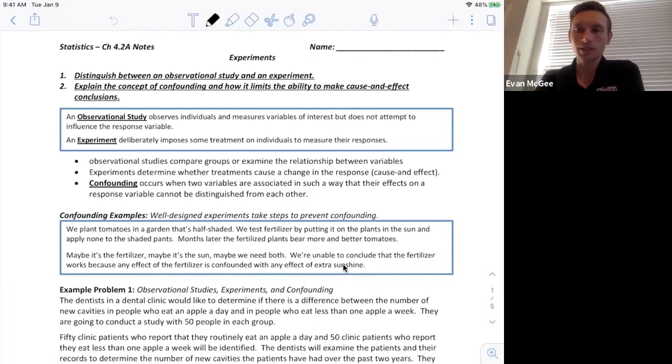So this would be an example of a bad experimental design. Obviously, it'd be best if we split the shaded half and put fertilizer on half of the shade and no fertilizer on half of the shade, and then do the same thing in the sun where half of the sun has fertilizer and half of the sun has no fertilizer. Then compare within the shade and compare within the sun. So confounding, it's when the effects of the two variables can't be removed from each other.